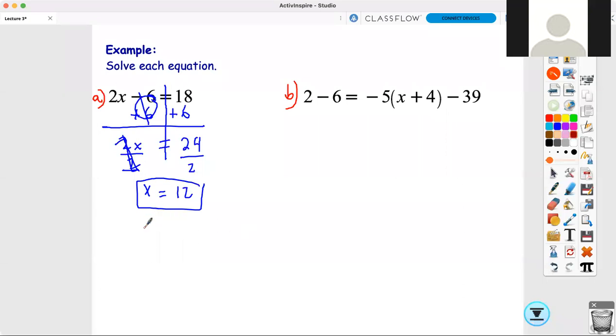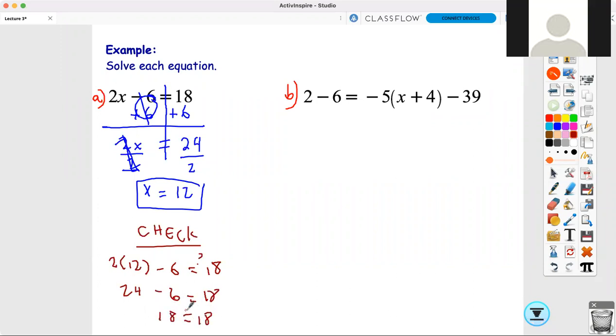Now, obviously, we do have to check, right? Because we want to make sure we're good. So I'm going to show you real quick how to check. That will be 2 parentheses 12 minus 6 equals 18 question mark. 2 times 12 is 24 minus 6 equals 18, which is 18 equals 18, and it's true. So we are correct. Do not get intimidated by these checks, guys. Don't get turned off. Don't say it's too much work. This work is meant to exercise your brain to see, are you reasoning with yourself with these values?